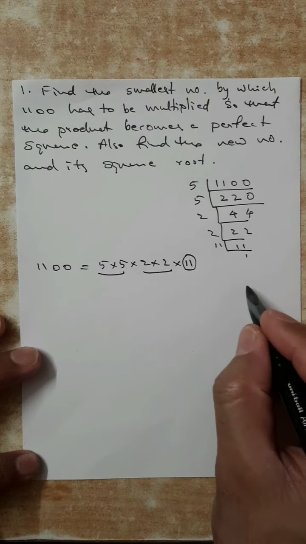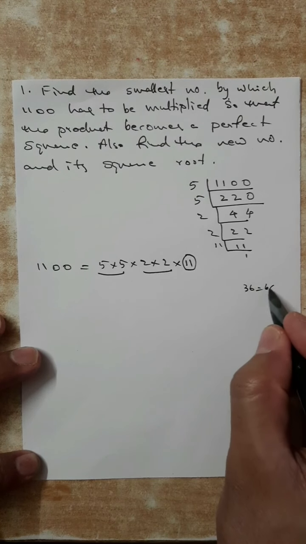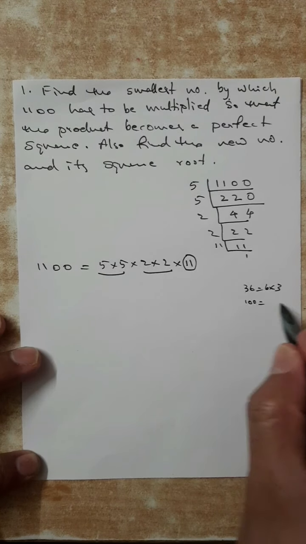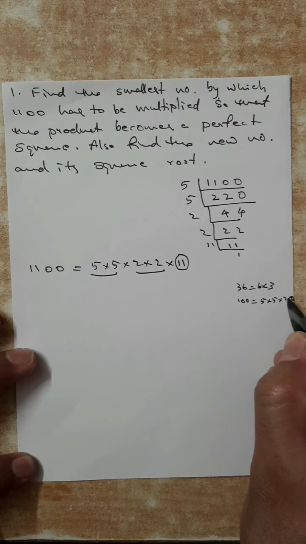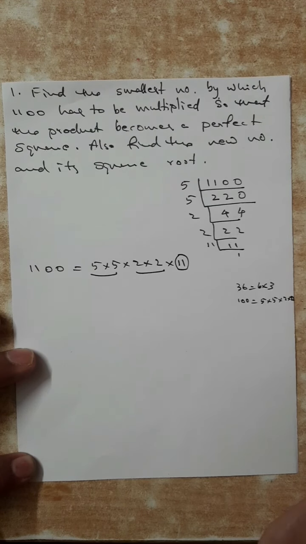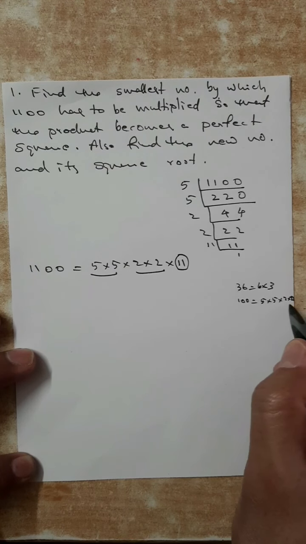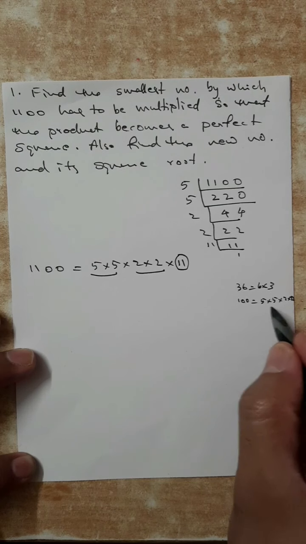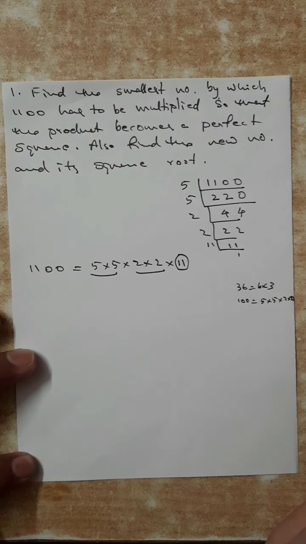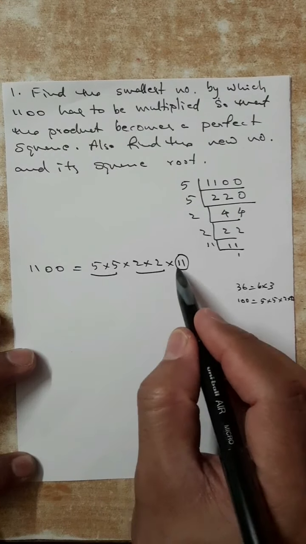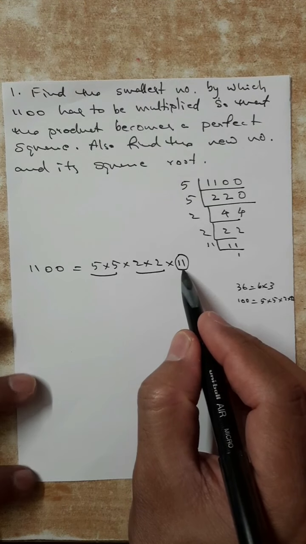We know 36 is a perfect square because 6 into 6 we can write. 100 means we can say 10 into 10, that is 5 into 5 into 2 into 2. Two 5s are 10, two 5s are 10, that is 10 into 10. If you do prime factorization, the factors will be in pairs, 5 and 5, 2 and 2. But here it is not a perfect square because 11 is alone.